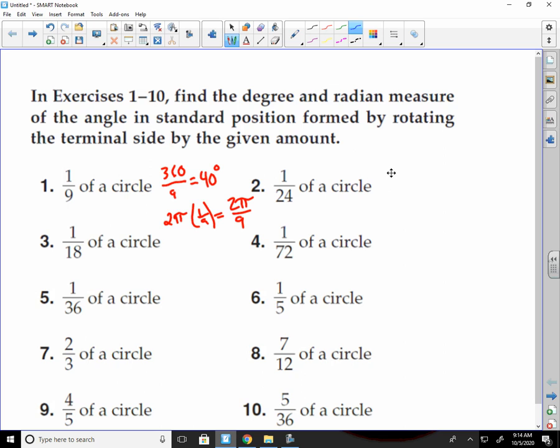And that is done. 1/24 of a circle. 360 times 1 is 360 over 24. 24 goes into 360 15 times. And then it's going to be 2 pi over 24, which is pi over 12.